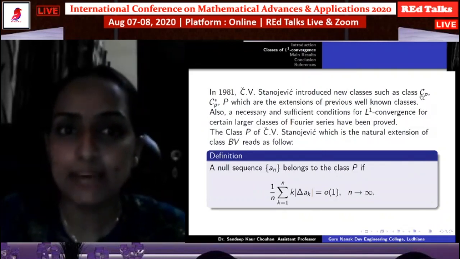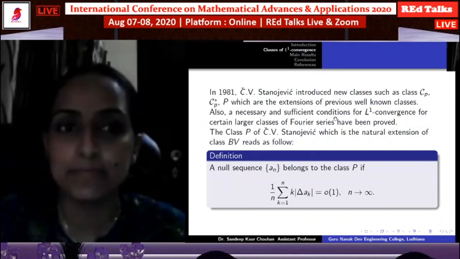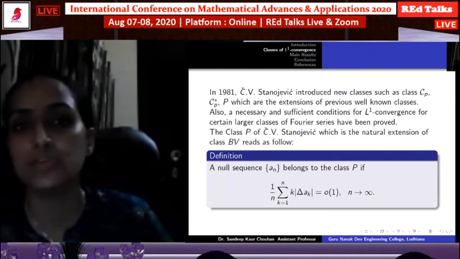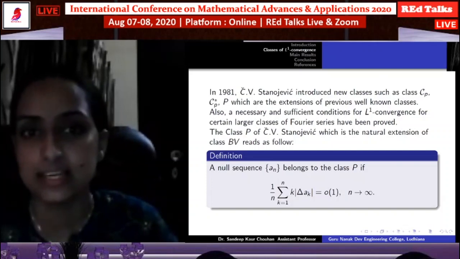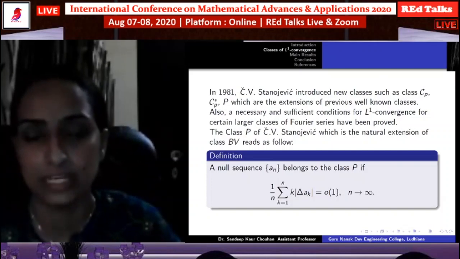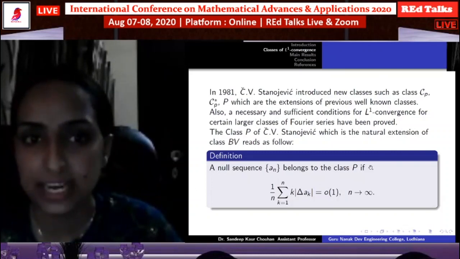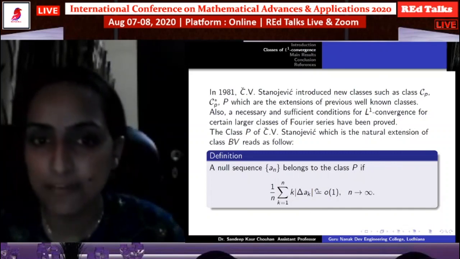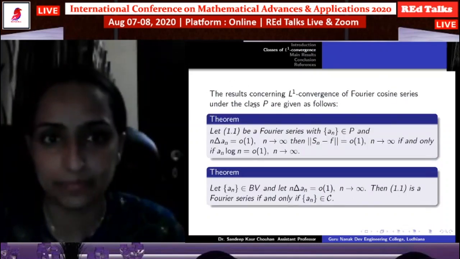In 1981, Stanojevic introduced new classes such as class CP, CP star, P, which are the extension of the previous well-known classes. Also necessary and sufficient conditions for L1 convergence for certain largest classes of Fourier series have been proved. The class P of Stanojevic is the natural extension of the class BV. A null sequence an belongs to the class P if this goes to 0 as n approaches infinity.